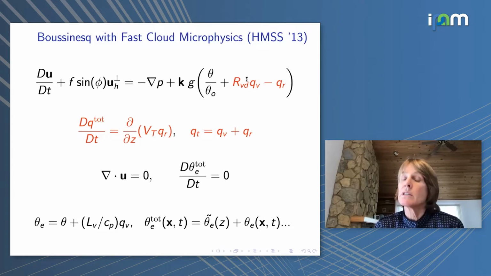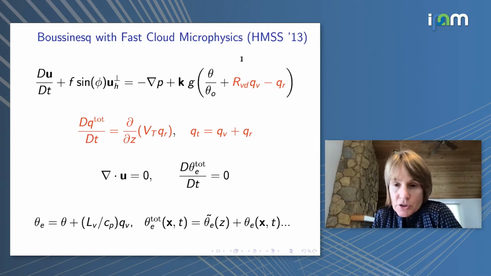And so we can safely say that they are asymptotically fast compared to the other timescales in the problem, such as advection and rotation and buoyancy and even rainfall. So that's what we do. We take asymptotically fast microphysics, and that leads to the closed system of equations on this view graph. And so let me talk through those equations.